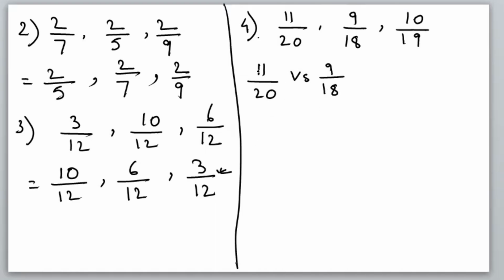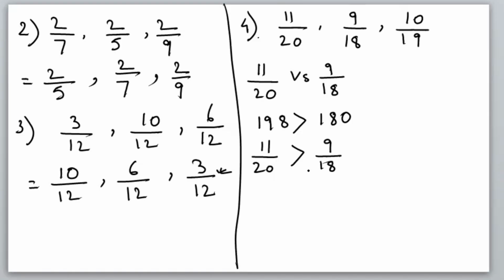We have to multiply 11 times 18. It will be 198. And 9 times 20 will be 180. And 198 is greater than 180. It means 11 over 20 is greater than 9 over 18.